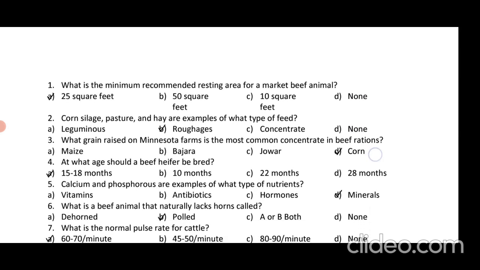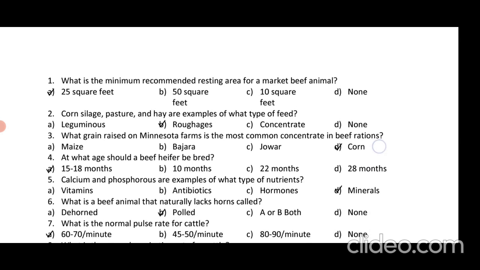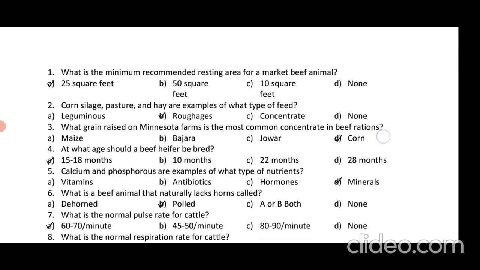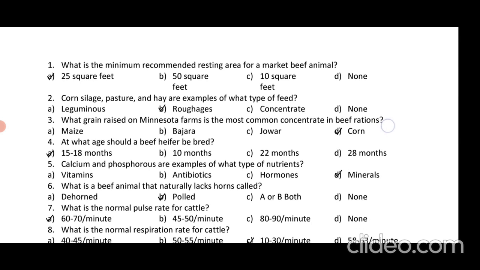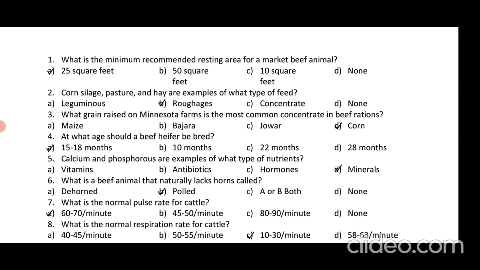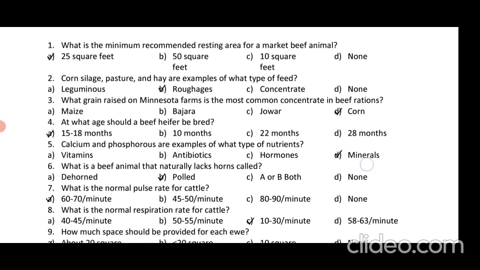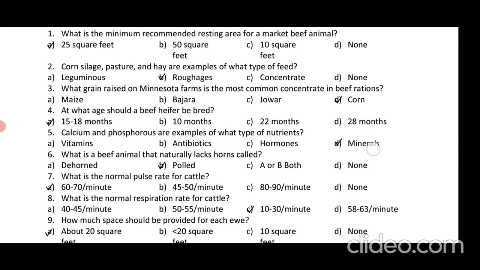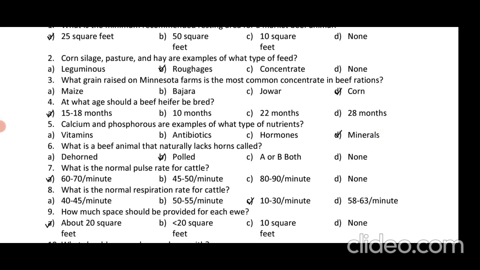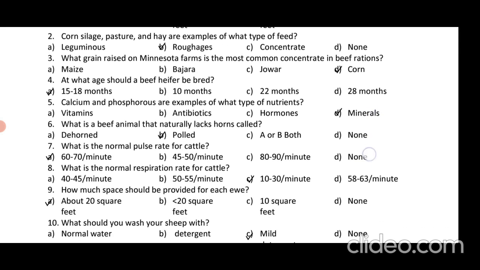What is the normal pulse rate for cattle? 60 to 70 per minute. The normal pulse rate of cattle is 60 to 70 per minute. What is the normal respiration rate for cattle? 10 to 30 per minute. How much space should be provided for each ewe? About 20 square feet should be provided for each ewe.